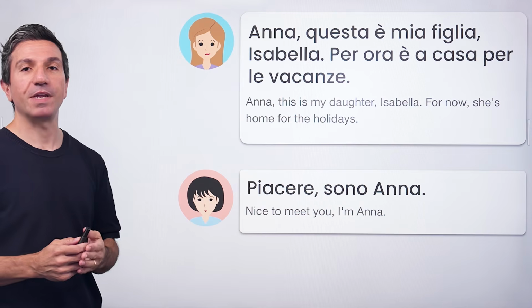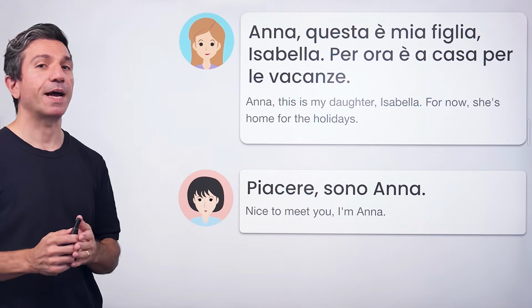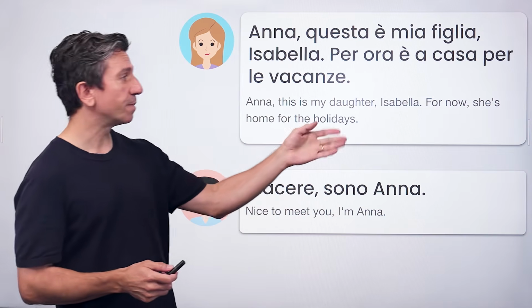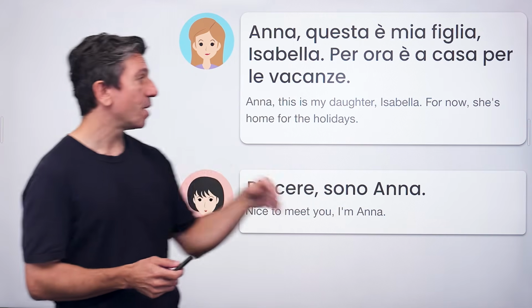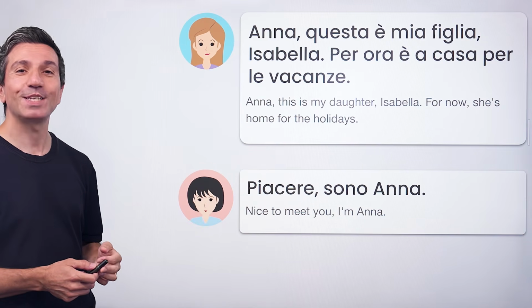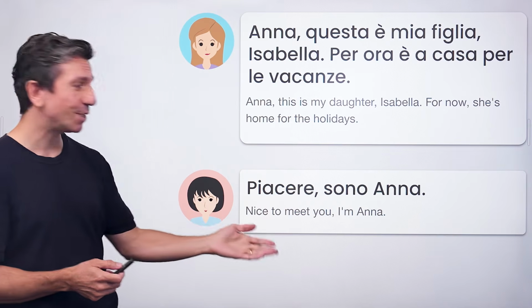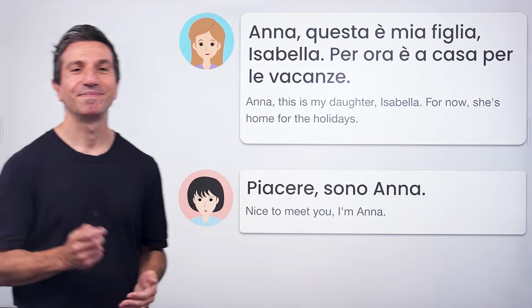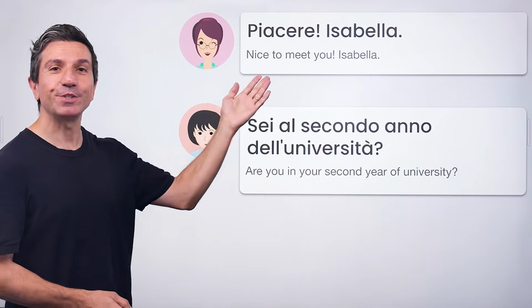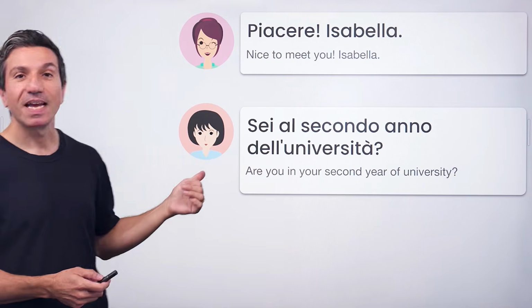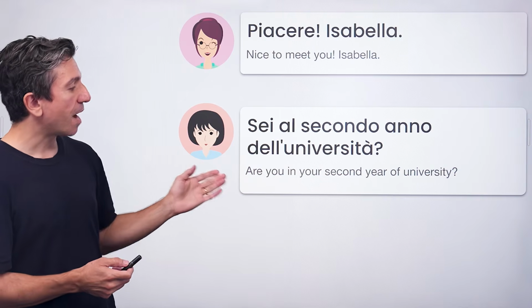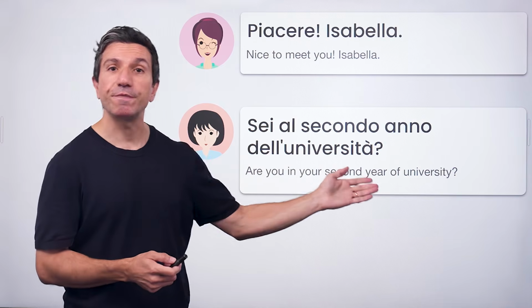Anna, questa è mia figlia, Isabella. Per ora è a casa per le vacanze. Anna, this is my daughter, Isabella. For now, she is home for the holidays. Piacere, sono Anna. Nice to meet you. I'm Anna. Piacere, Isabella. Nice to meet you, Isabella. Sei al secondo anno dell'università? Are you in your second year of university?